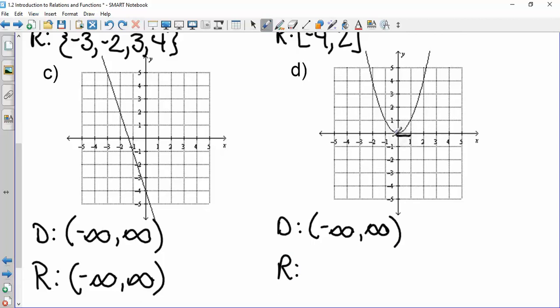The range is the y. So think about from the bottom up. So this thing starts at 0 and keeps going up forever. So my range would be bracket 0, comma, infinity.